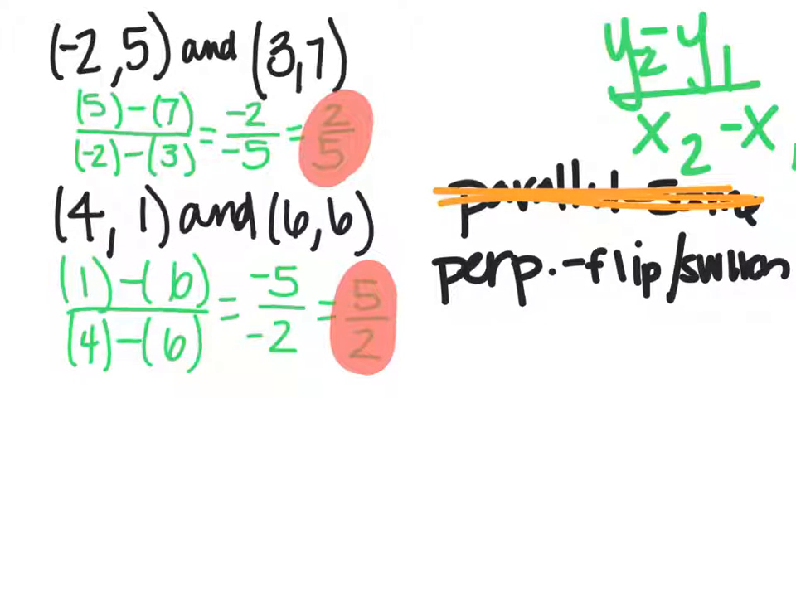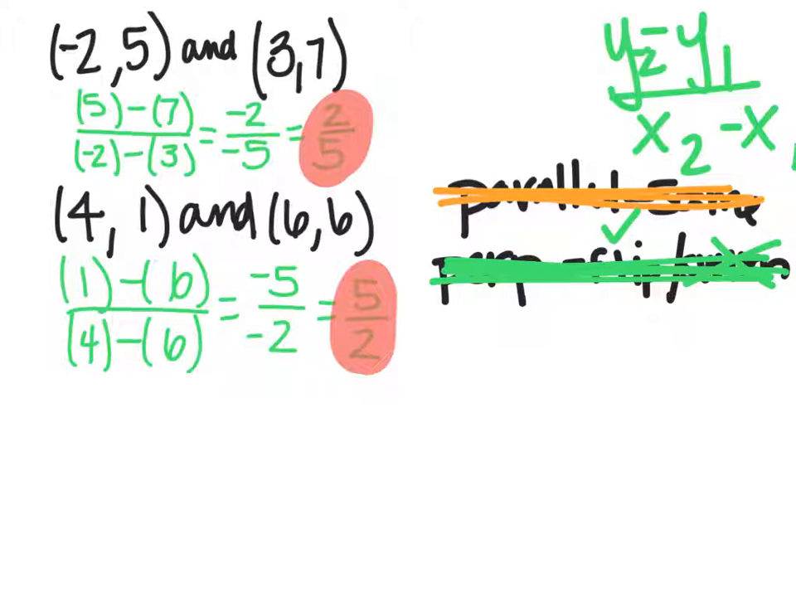So if we look at our slopes, one is 2 over 5, the other is 5 over 2. So that takes care of the flip part. That is true. But the switch part, remember, means they must be opposite signs. Well, 2 over 5 is positive and 5 over 2 is positive. So that tells us they're not flipped and switched, so they're not perpendicular.